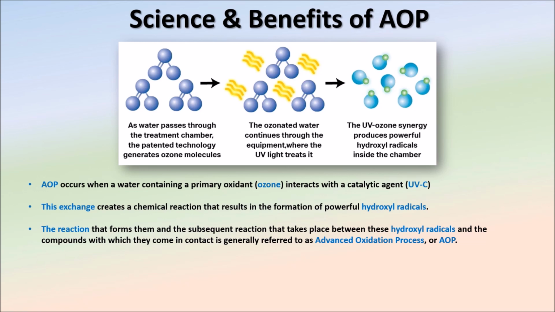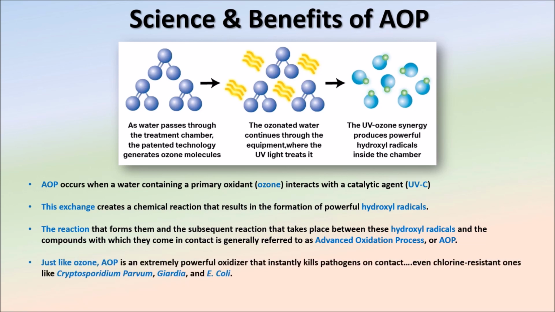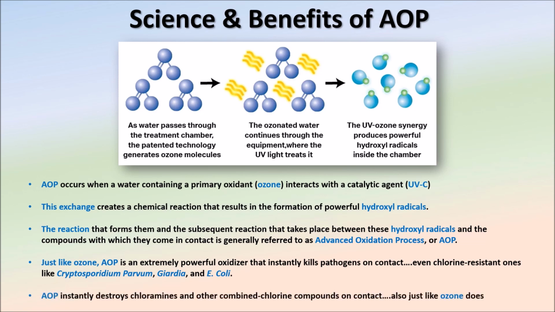But otherwise, it would appear that AOP does everything that ozone will do all by itself. AOP is an extremely powerful oxidizer and instantly kills pathogens on contact, but so does ozone. It even kills the chlorine-resistant ones like Crypto, Giardia, and E. coli, just like ozone. AOP also instantly destroys chloramines and other combined chlorine compounds on contact, just as ozone does.